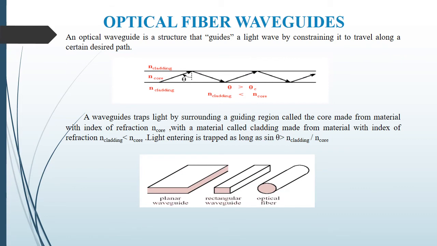Next we are going to see optical fiber waveguides. An optical waveguide is a structure that guides the light wave, constrained to travel along a certain desired path. The waveguide traps light by surrounding the guiding region, called the core, which is made from material with refractive index n core, with a material called cladding, made from material with refractive index n cladding less than n core. For light to be trapped, sin theta must be greater than n cladding by n core.